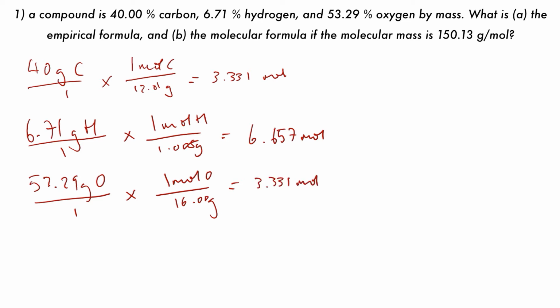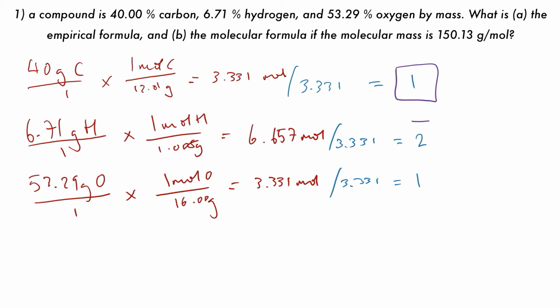3.331 moles. The next thing is to divide each one of these by the smallest number of moles, which is 3.331. So divide by 3.331, divide by 3.331, and then divide by 3.331 again. And so that gives us a value of 1 for carbon, a value of 2 for hydrogen, and a value of 1 for oxygen. And so these are going to be our subscripts in our empirical formula, which gives us an empirical formula of CH2O. And so this is our empirical formula right here.